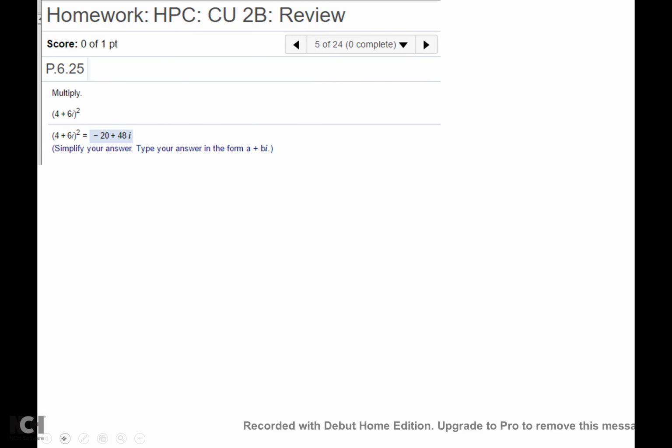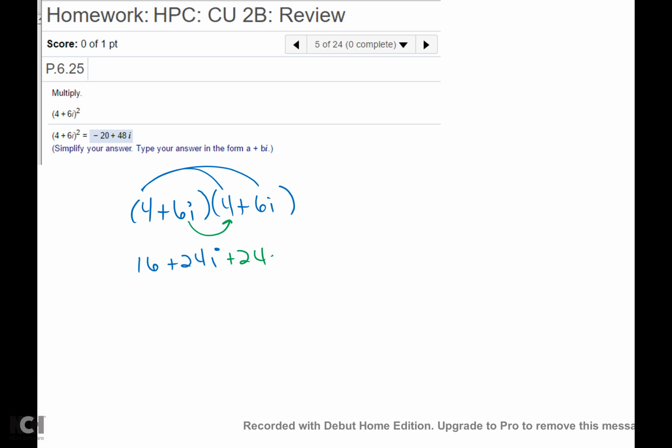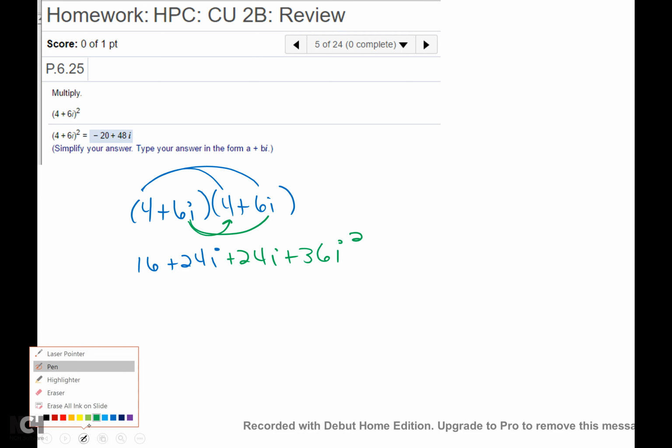Okay, so multiply. If you want to do this without killing puppies, you have to make 2 copies. And FOIL. 4 times 4 is 16. 4 times 6i is 24i. Positive 6i times 4 is positive 24i. Positive 6i times positive 6i is positive 36i squared.